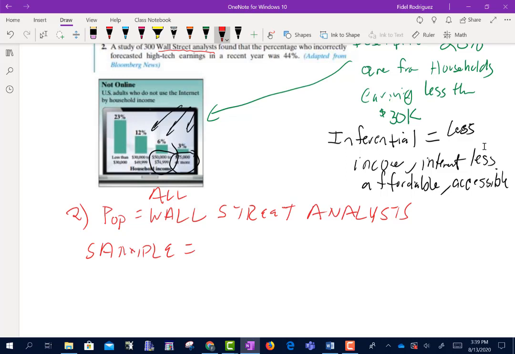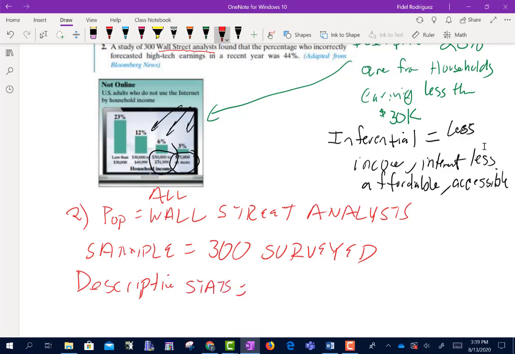Now, my sample is going to be the 300 that they surveyed, or that they studied. Then we're going to have our descriptive stats. The descriptive stat says 44% incorrectly forecasted high-tech earnings.